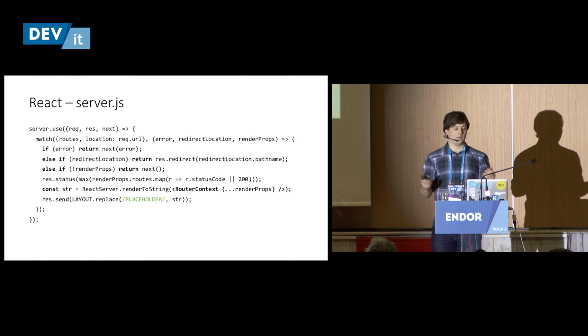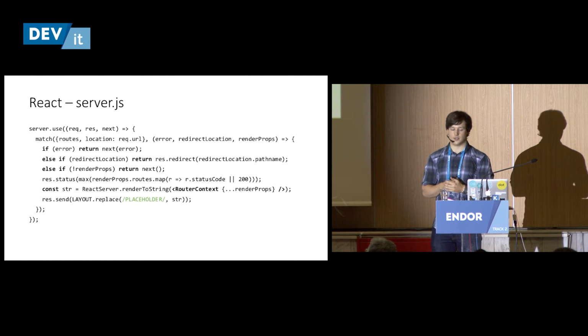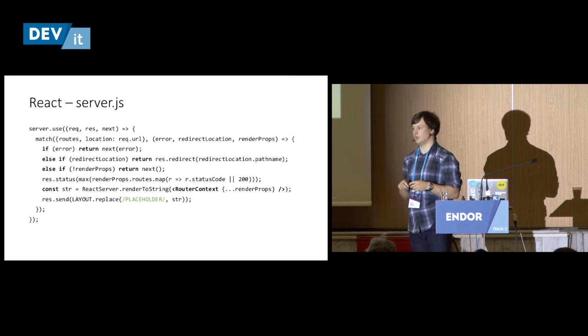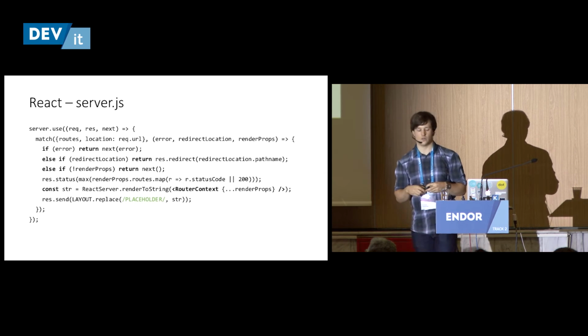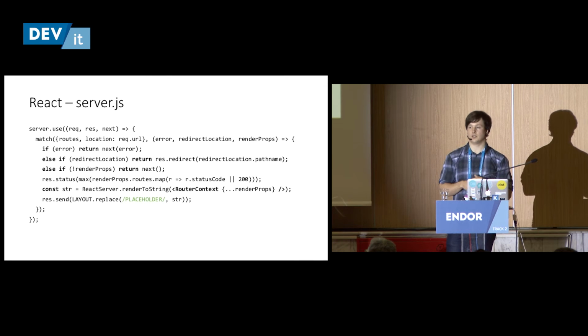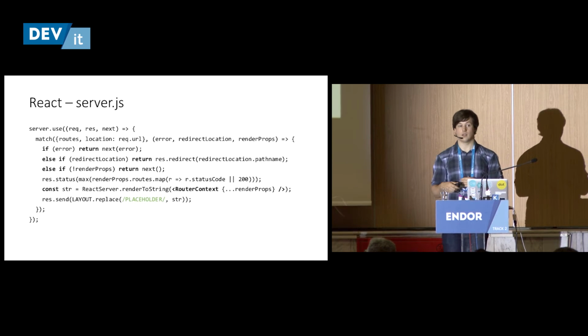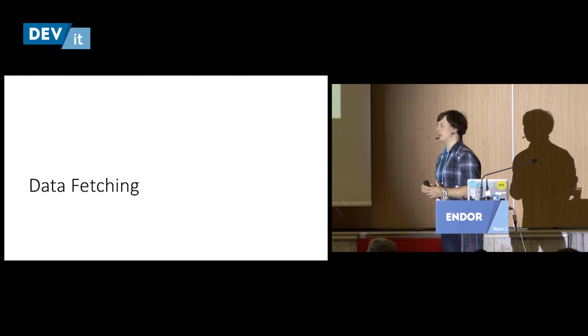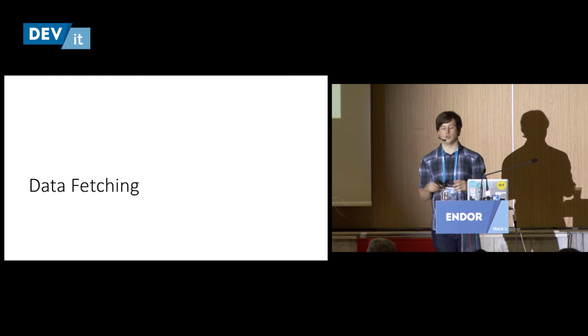Having done that, we can simply call React server render to string as before. There's this router context, which is designed for handling the server-side rendering. You give that the render props, and then it returns the appropriate React element. And then we simply send that to the client as before. So now we've abstracted away the rendering and the routing. That feels like most of an application. For any kind of read-only application, you can almost stop there.